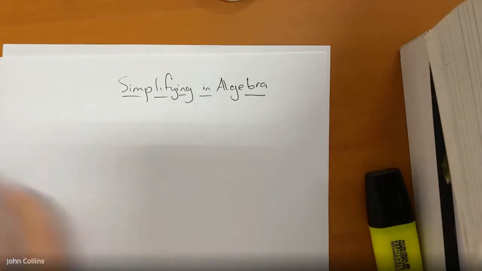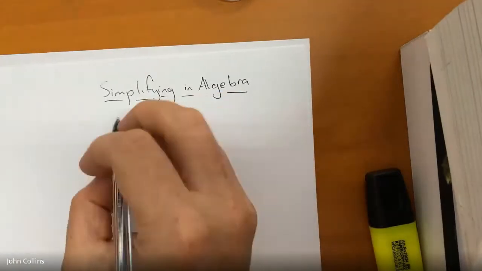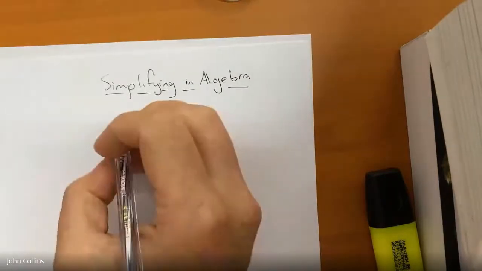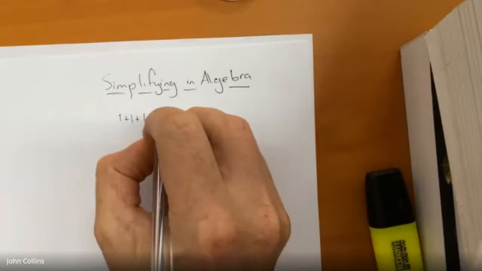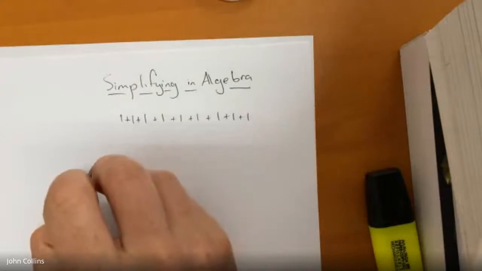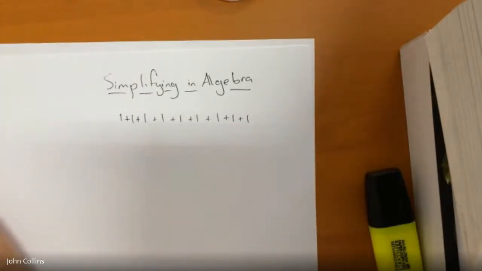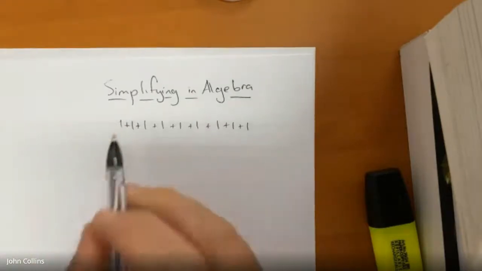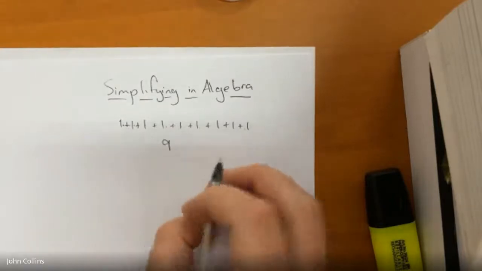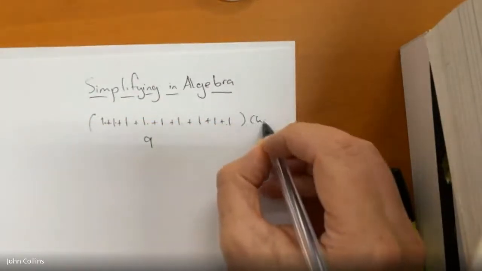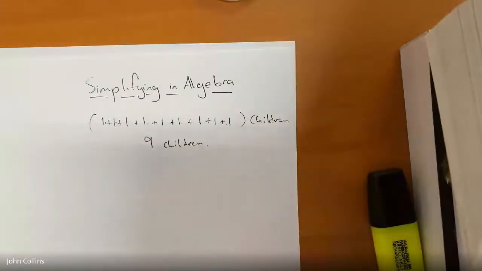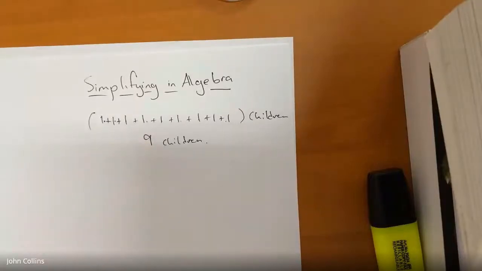So a very simple example of simplifying is you can write an expression of the number of children in a classroom. 1 plus 1 plus 1 plus 1 plus 1 plus 1 plus 1 plus 1. And that would be an unsimplified way of saying how many children are in that classroom. Well, you just do 1, 2, 3, 4, 5, 6, 7, 8, 9. There's 9 children. So you could have done 1 plus 1 plus 1 children, or you could have just said 9 children. Okay. That's simplifying.